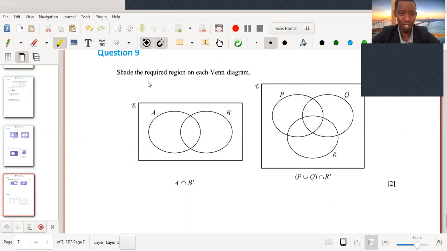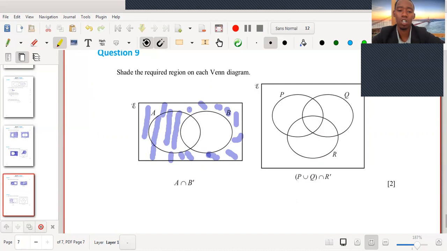So we have this one here now. Shade the required region on each Venn diagram. We are shading A intersection B complement. Let's first see B complement. What is B complement? B complement means don't touch B. So B complement will be this part here, and the outside part.